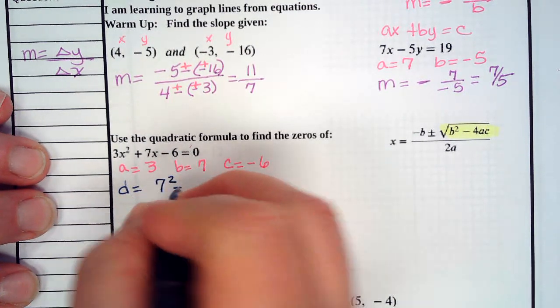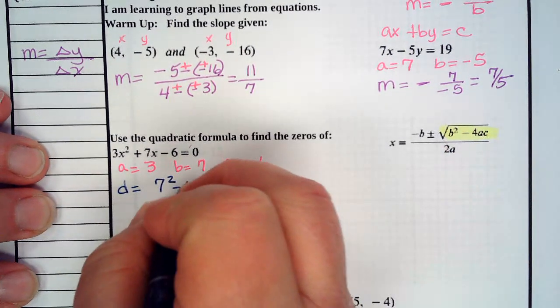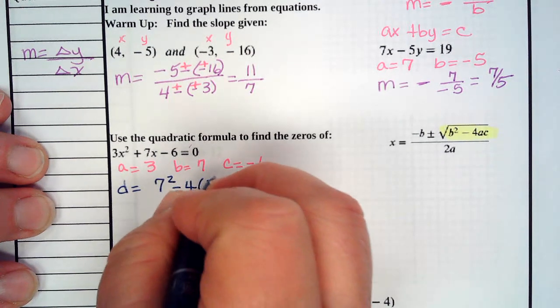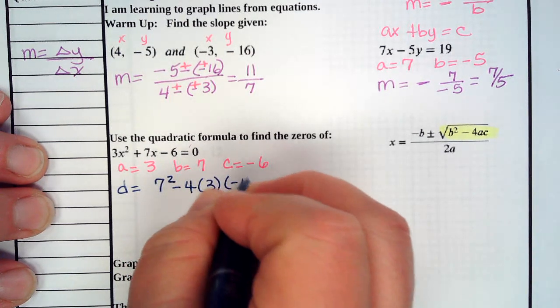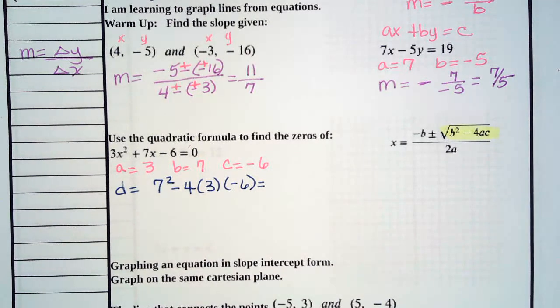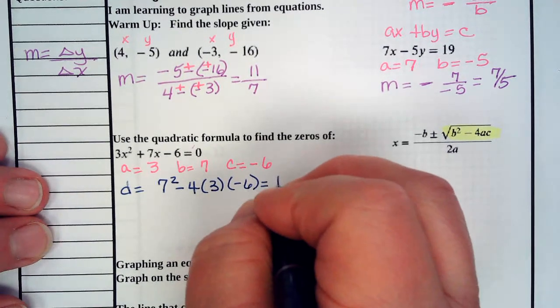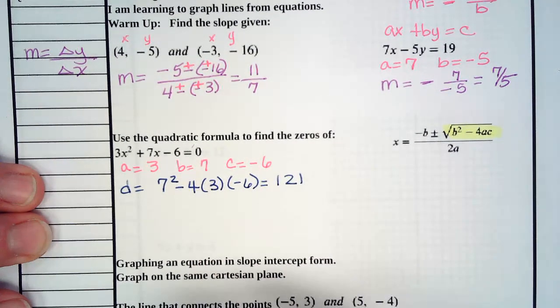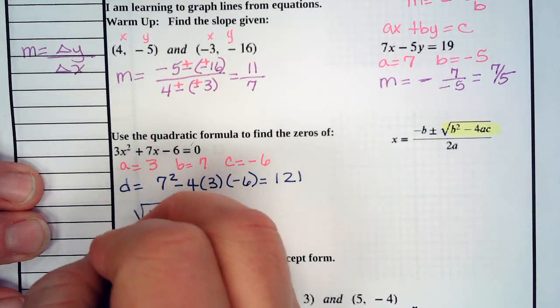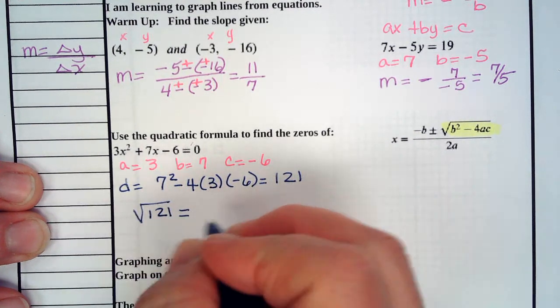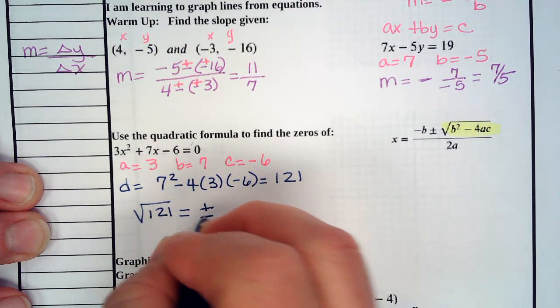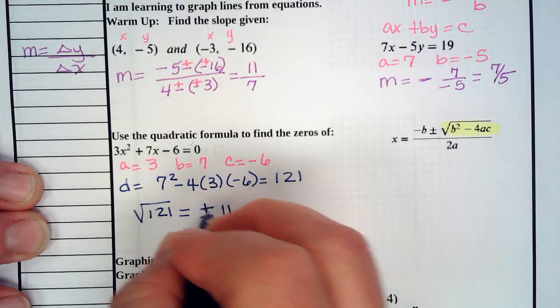Seven squared minus 4 times 3 times -6. Put that in a calculator. What do you get? 121 is correct. The square root of 121 is positive or -11.